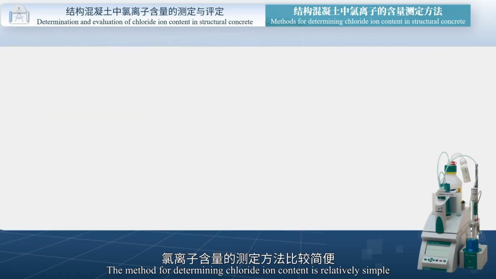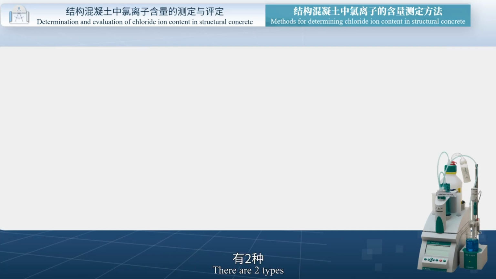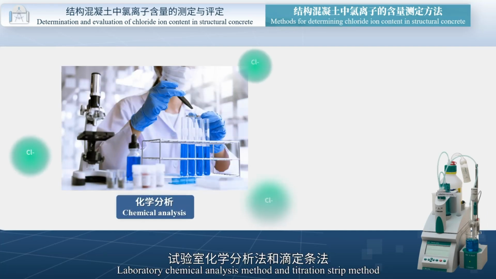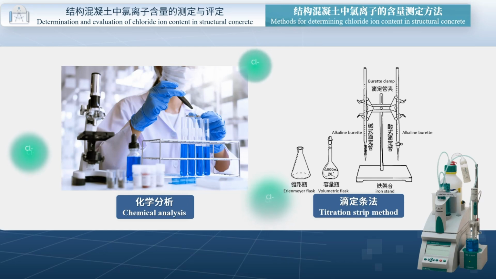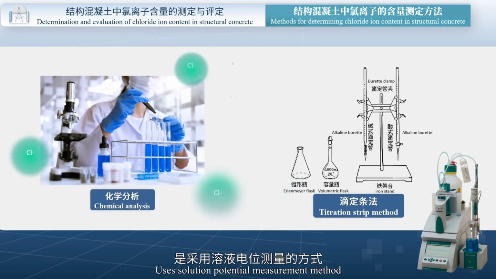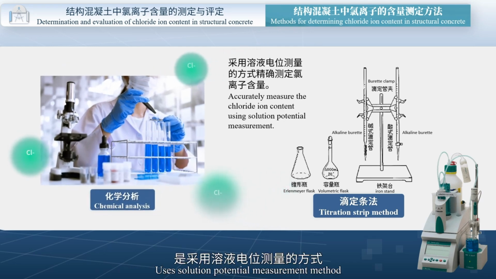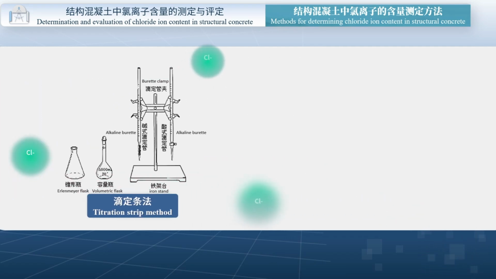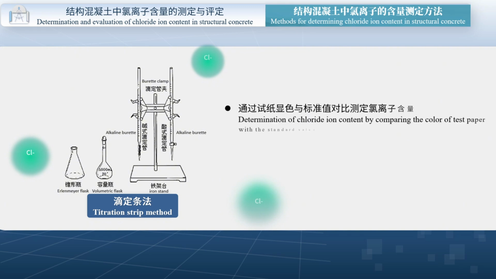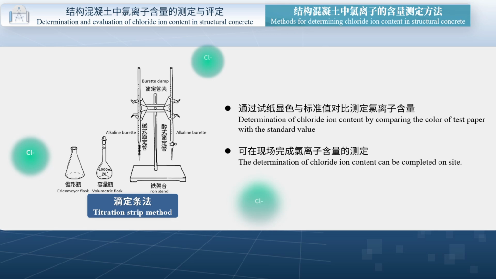The method for determining chloride ion content is relatively simple. There are 2 types: laboratory chemical analysis method and titration strip method. The chemical analysis method uses solution potential measurement to precisely measure chloride ion content. The titration strip method uses color development on test paper, and determines chloride ion content by comparison with standard values. Among them, with the titration strip method, chloride ion content can be determined on site.